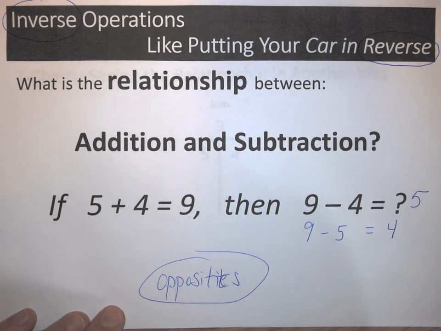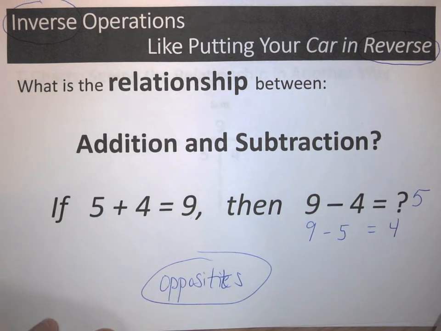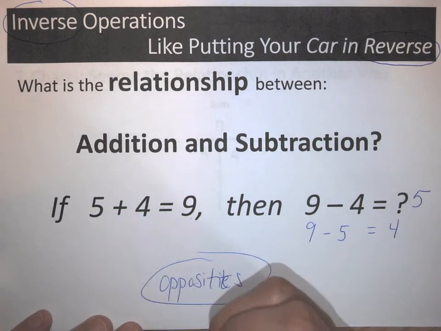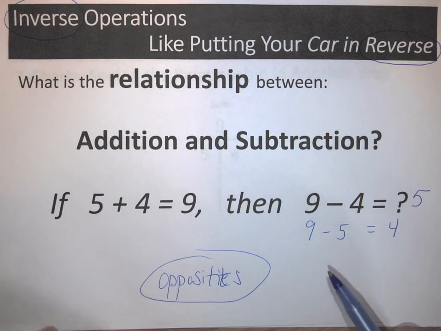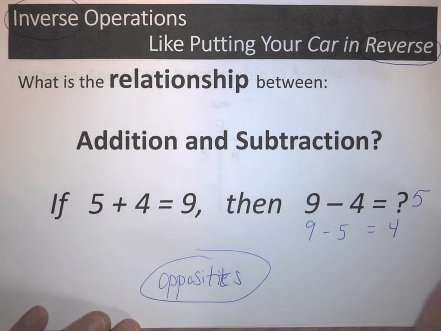Oh, sorry, I can't spell. And this is really important for a lot of reasons. One of them is that you can always check one by doing the other. And a lot of times, if you're more comfortable with one of the relationships and not as comfortable with the other one, you can use your knowledge of one relationship to help you figure out things about the other.